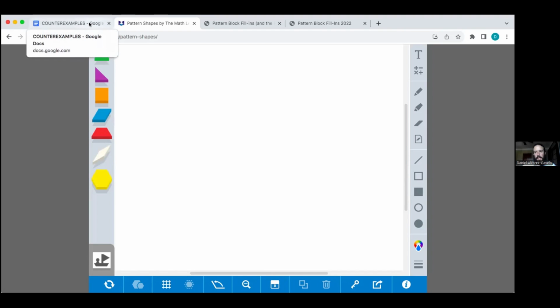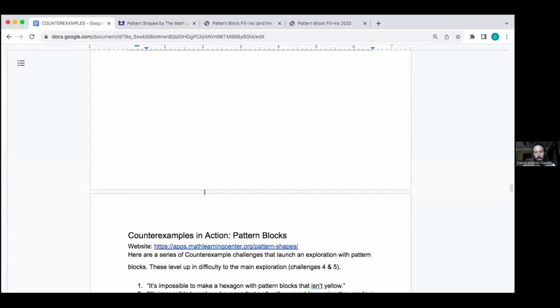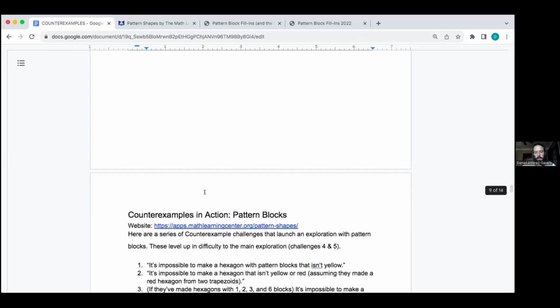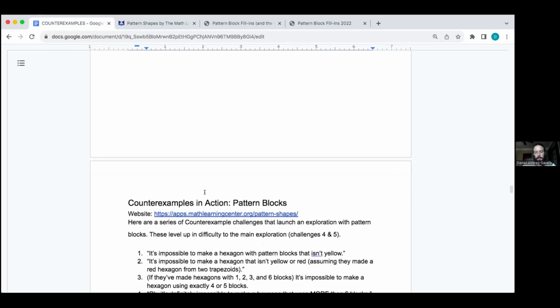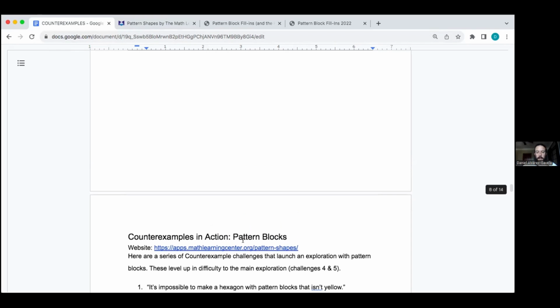Cool. Thanks. So concretely for this activity, you can ask all kinds of questions, but you can phrase them as challenges. So you can ask, it's impossible to make a hexagon with pattern blocks that isn't yellow. And then, okay, so let's have a look at that one. It's impossible. I'm going to write it here in the chat.